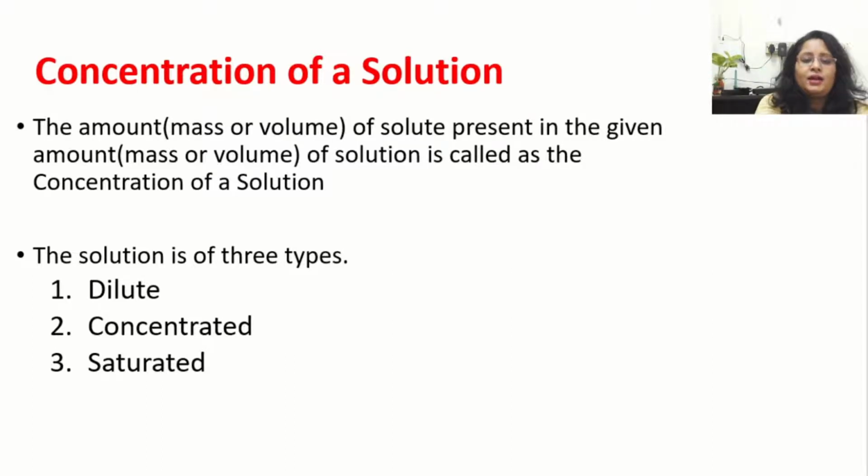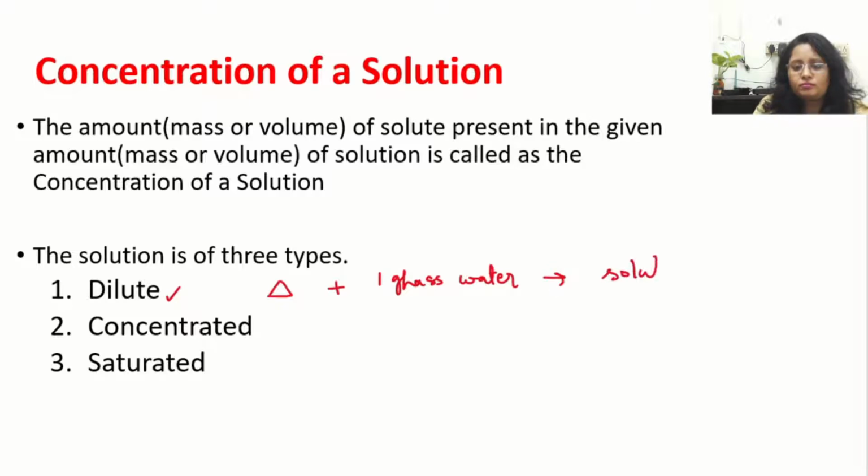So let's understand the dilute solution. Suppose we have 1 tablespoon of sugar plus 1 glass of water. What we will get is a solution. Now, we can't say this solution is dilute or concentrated because this is a relative property. When we have some other solution, then only we can compare.